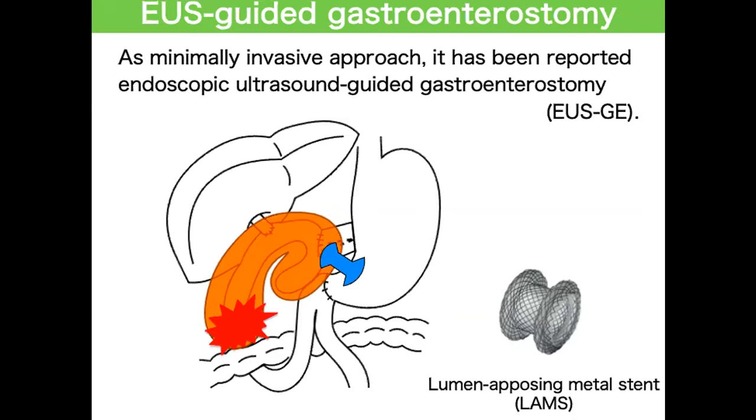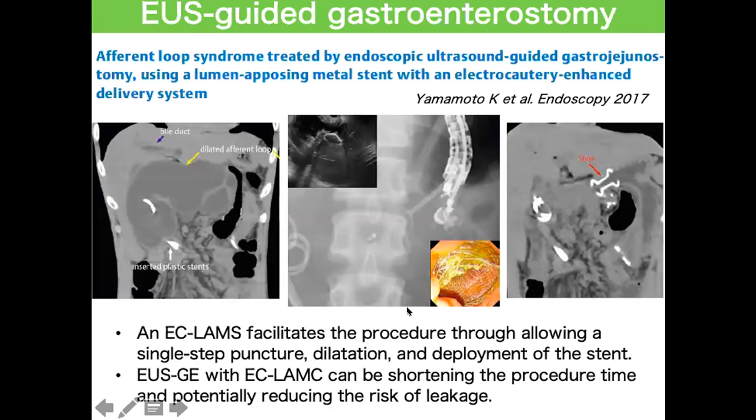EUS-GE is an innovative bypass technique involving the deployment of a metal stent bypassing the intestinal stricture, and the use of the lumen-apposing metal stent, or LAMS, which has further improved efficacy and safety. An electrocautery-enhanced LAMS, or EC-LAMS, has recently been developed, which involves attachment of a cautery wire at the tip of the delivery system. EC-LAMS facilitates the procedure by allowing single-step puncture, dilatation, and deployment of the stent. Therefore, EC-LAMS can shorten the procedure time and potentially reduce the risk of leakage.